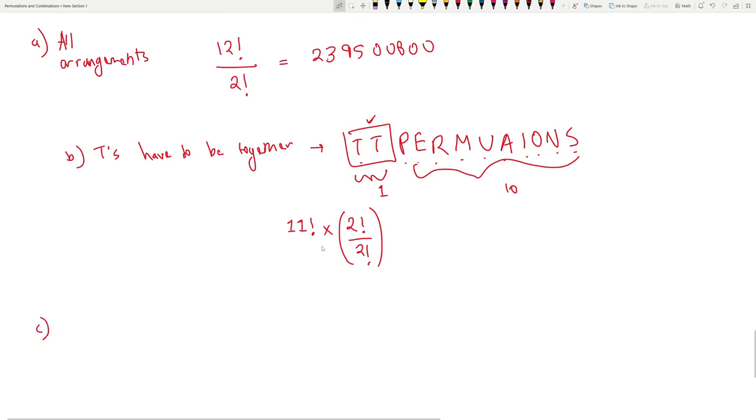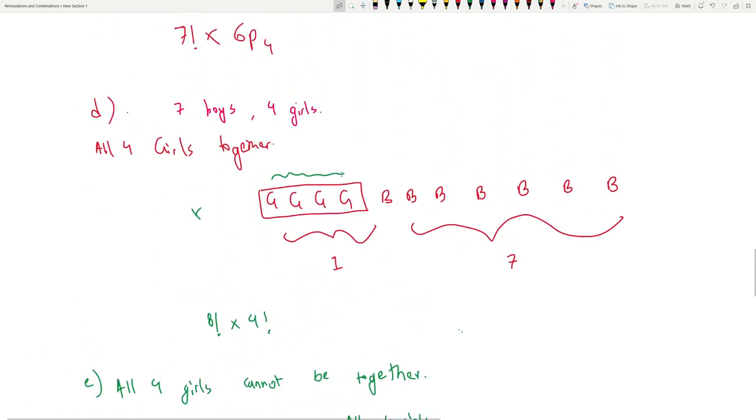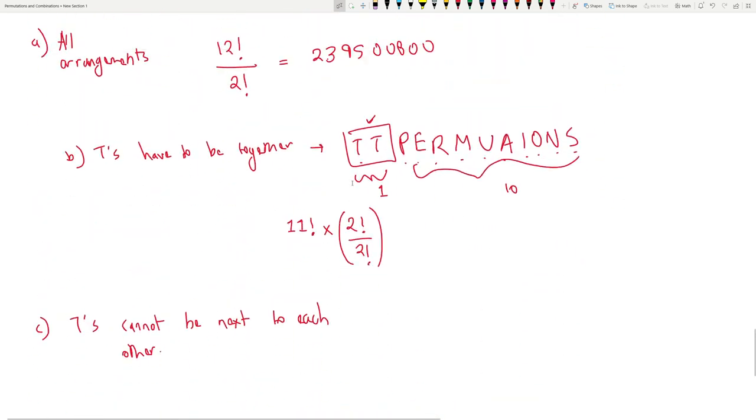Next, let's try T's cannot be next to each other. Now I'm going to teach you something very technical. Whenever you have 4 girls, that was the tricky part, but here you have only 2 T's. So listen to my question. The T's cannot be next to each other, the T's cannot all be together. They mean the same thing here because there are only 2 T's in the first place, right?